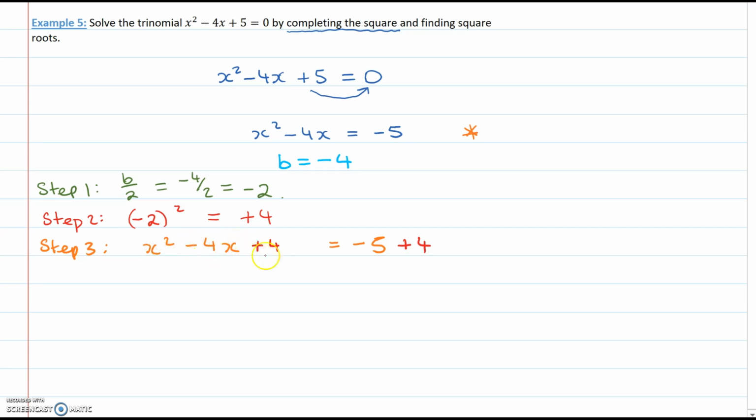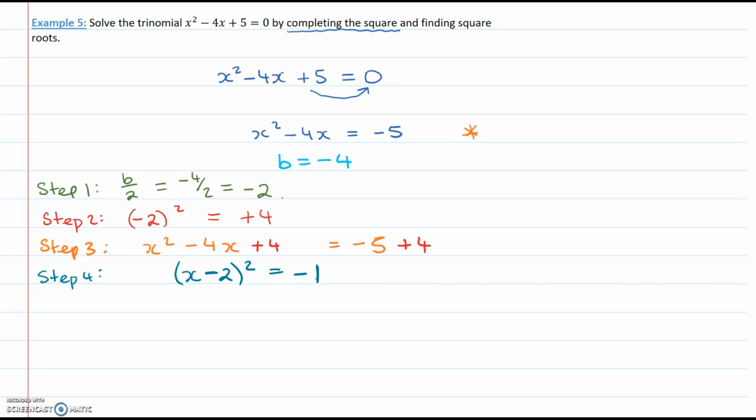The expression on the left hand side of this equation is now a perfect square, and we'll write it as a perfect square. So we're going to write this as step 4. And remember what we do, it's always x, and then whatever we got in step 1, minus 2, so x minus 2, and we square that. On the other side, we have negative 5 plus 4, which is minus 1. And that is going to be interesting, because we have a perfect square equal to minus 1.